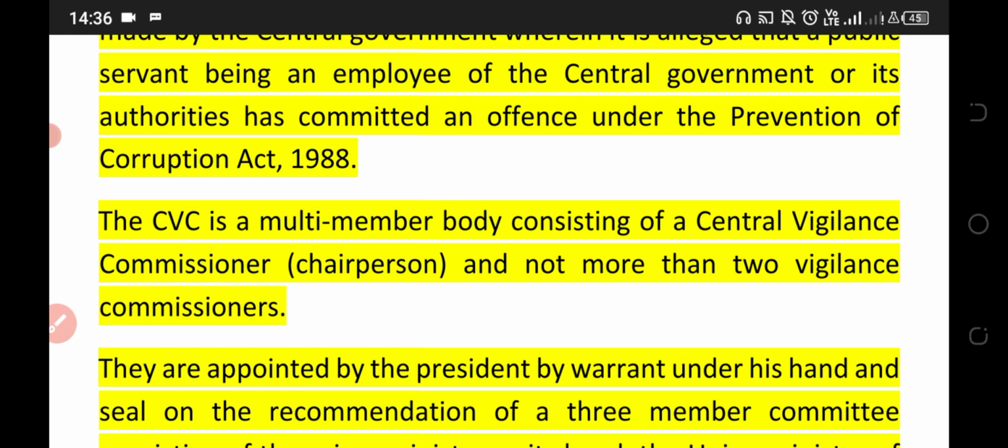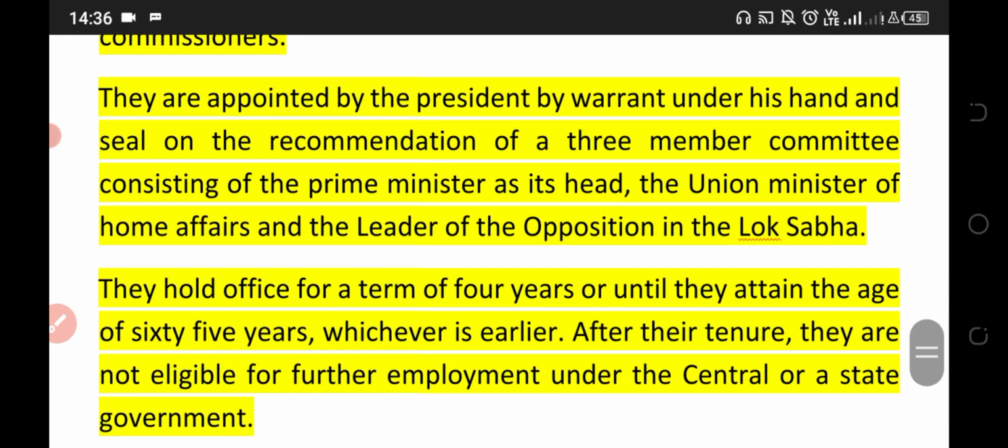The CVC is a multi-member body consisting of a central vigilance commissioner and not more than two vigilance commissioners. They are appointed by the president by warrant under his hand and seal on the recommendation of a three-member committee consisting of the prime minister as its head, the union minister of home affairs, and the leader of opposition in the Lok Sabha.